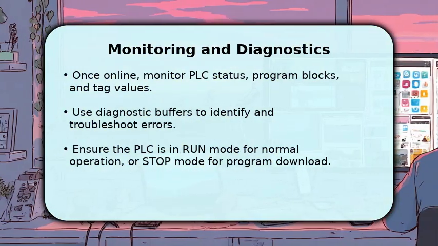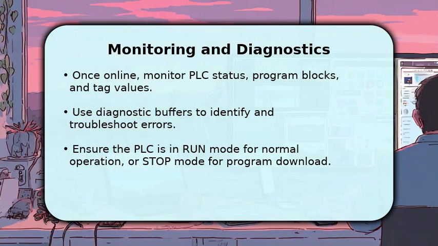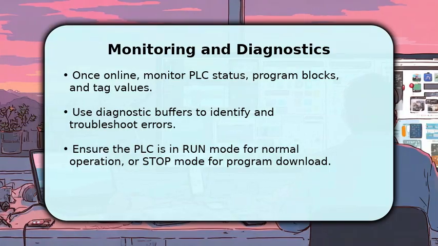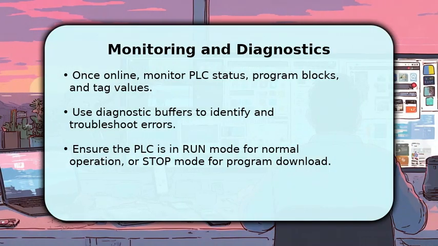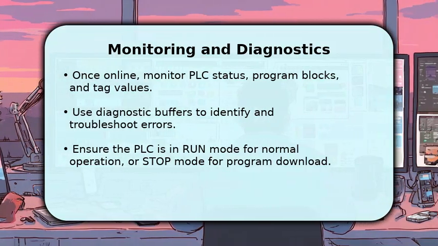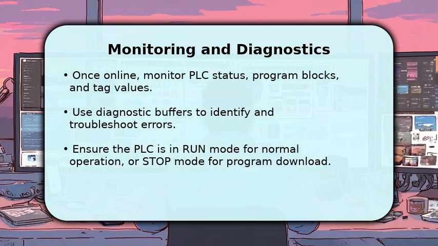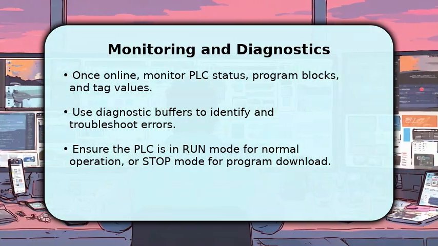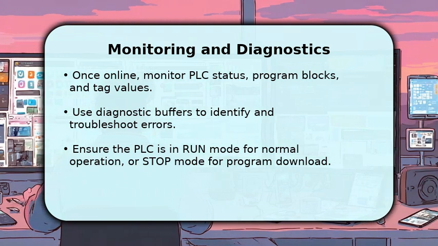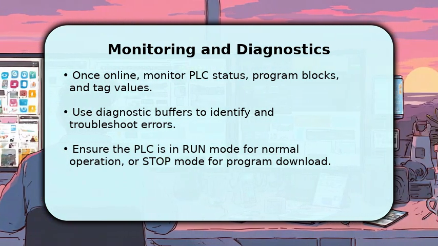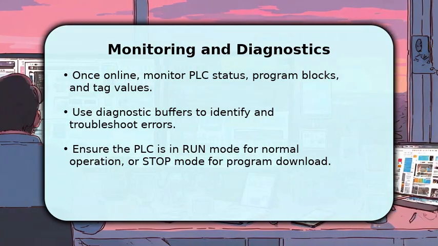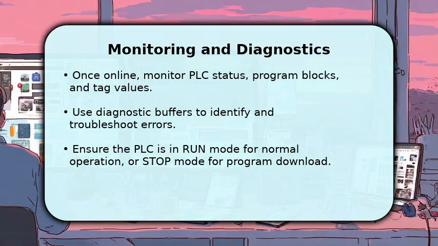Once you are successfully online, you can begin monitoring the PLC's status, observing program block execution, and viewing real-time tag values. The diagnostic buffer is an invaluable tool for identifying and troubleshooting any errors or warnings that may arise. Remember to ensure the PLC is in RUN mode for normal operation or stop mode if you intend to download new program changes. This online capability provides powerful insights into your automation system's performance and health.